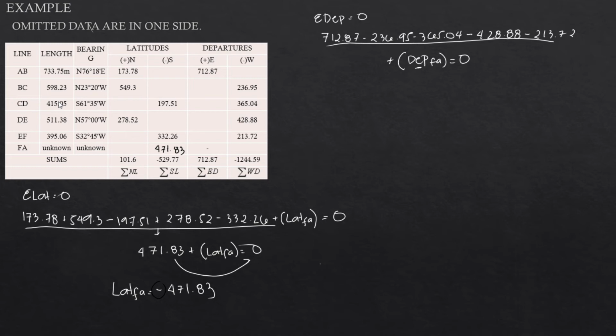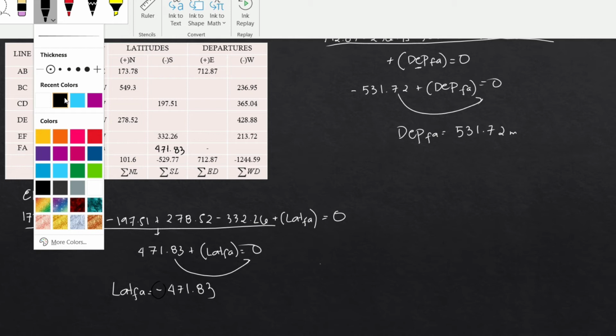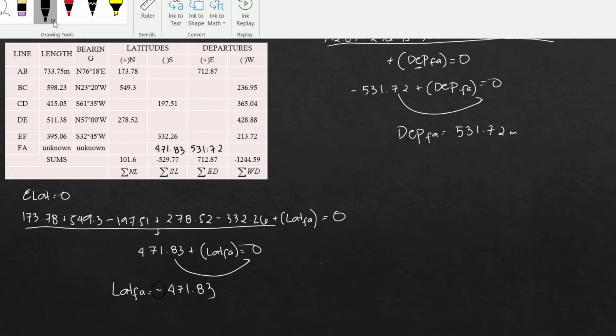So, is equal to negative 531.72 plus yung departure ng FA is equal to 0. So, transpose sa kabilang side, meron tayong departure ng FA is equal to positive 531.72 meters. So, dito siya sa east kasi positive. Okay, so meron tayong 531.72. So, pwede na nating makuha ngayon yung FA kasi nakuha na natin yung components niya, yung latitude and departure.